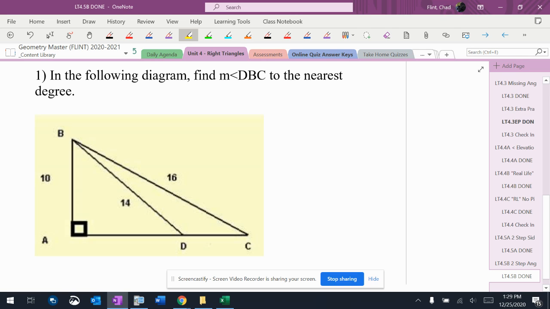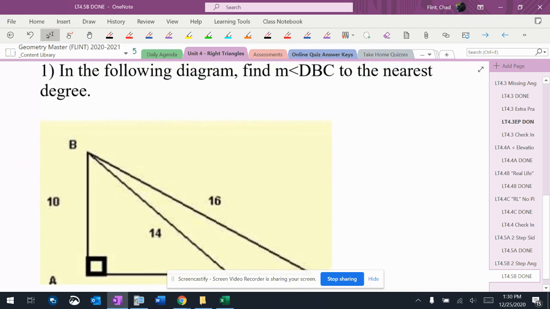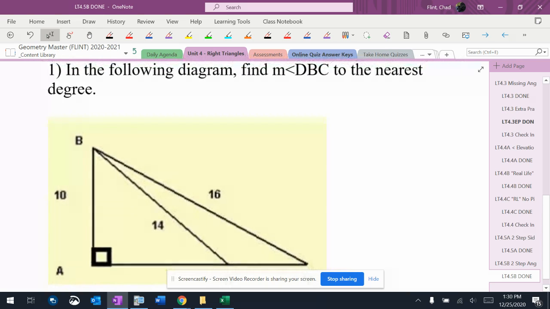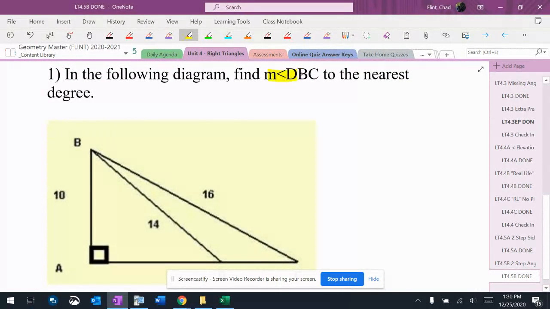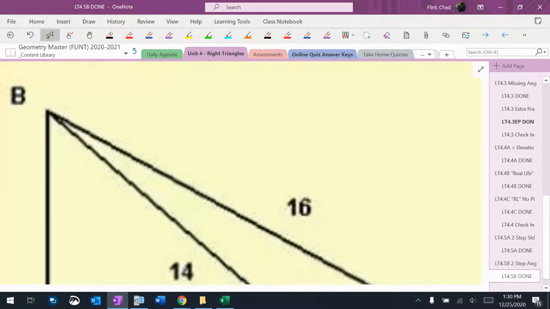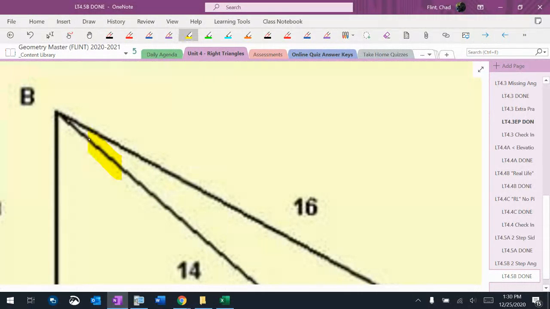So the first thing I want to do here is make sure that I know exactly what angle I'm looking for, and I want to know what angles I'm going to use to get that. So it says find angle DBC, which is this angle right here. It's that angle in the corner right there.